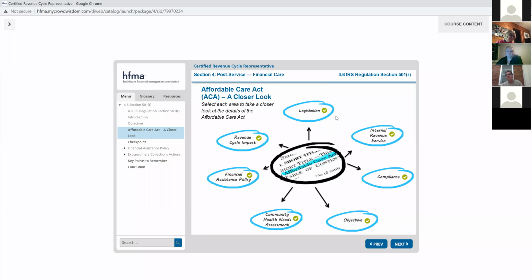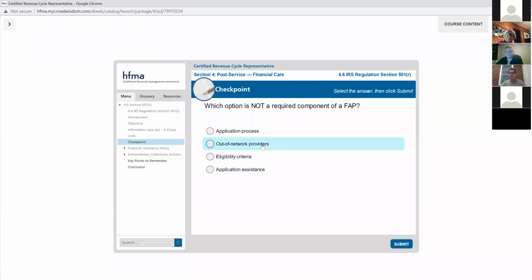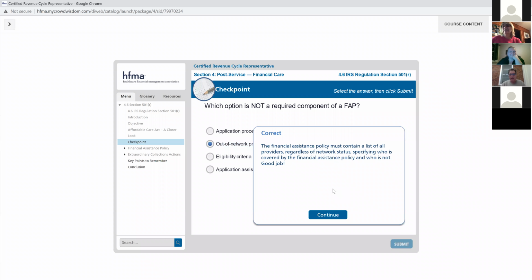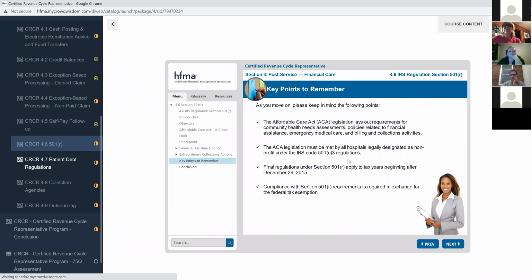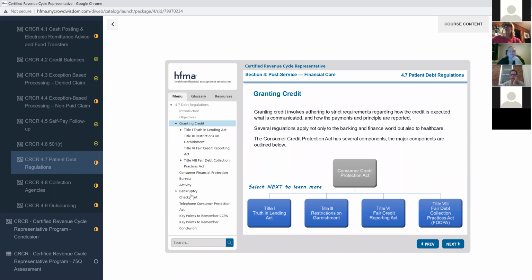And so we finished that little circle of life. What are we moving on to? Oh, checkpoint. I'm never good at this. Okay, an option not required. I'll wait for you, Christy. Come on, move it along. I'm going with out-of-network providers. Oh, I don't even see that. Okay, so you already went that way. Okay, yes. I'll let you click. Okay, so you got that one, the out-of-network. Yes, I am now on 4.7, patient debt regulations. You are? I am. Okay.